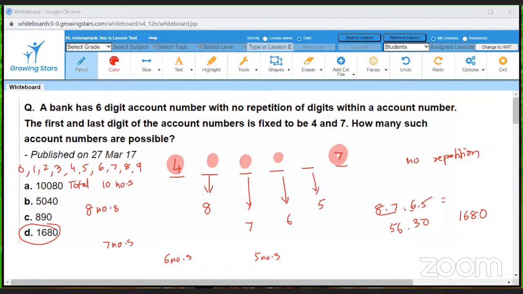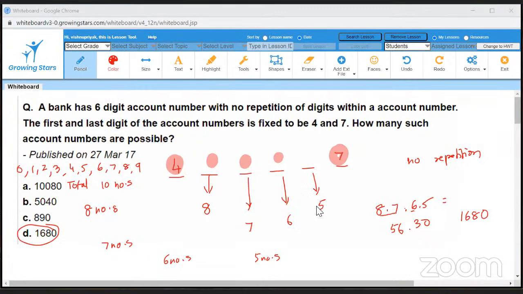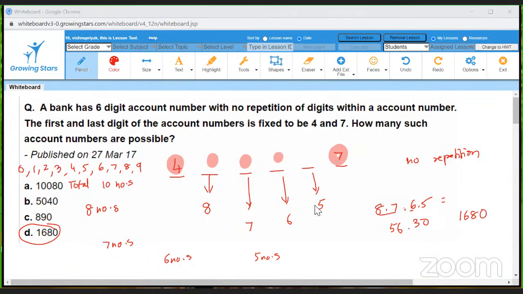Okay, next, the 15th. This question was already done, the 15th question. So I'm not pasting the 15th question. It is the same handshake question: how many handshakes are possible? So I'm not pasting that. Let's go to the next.